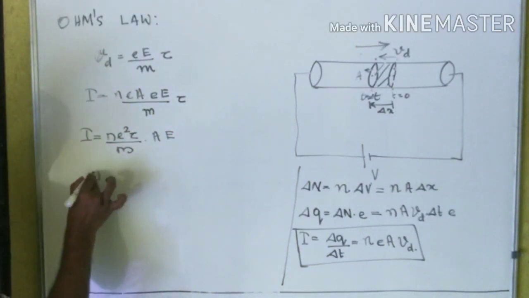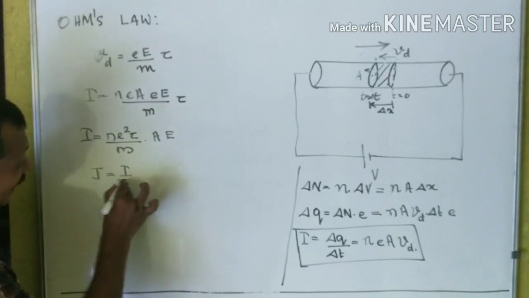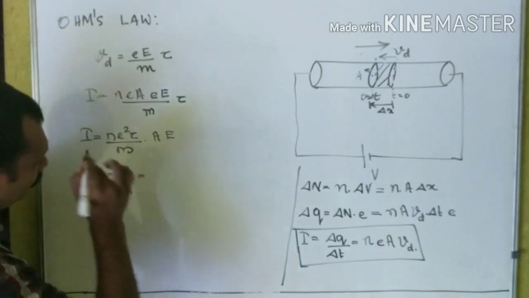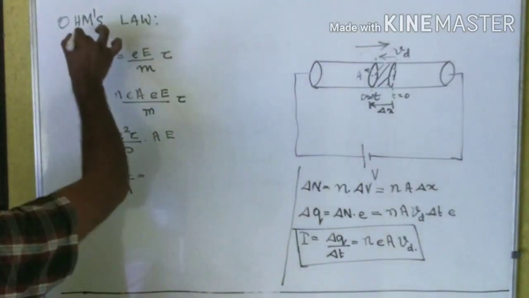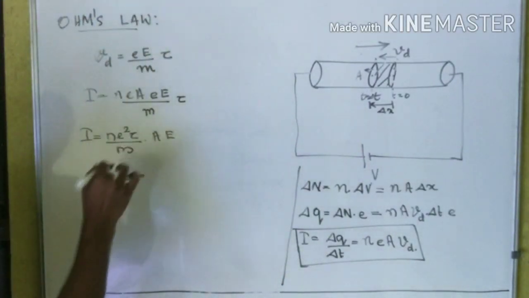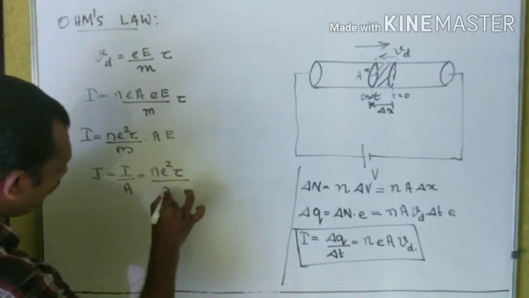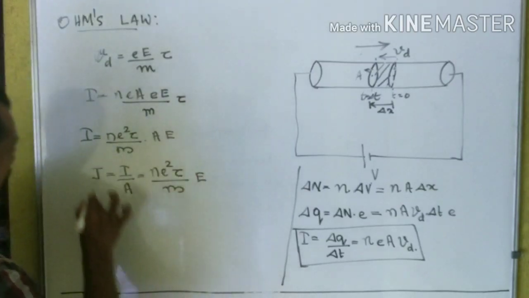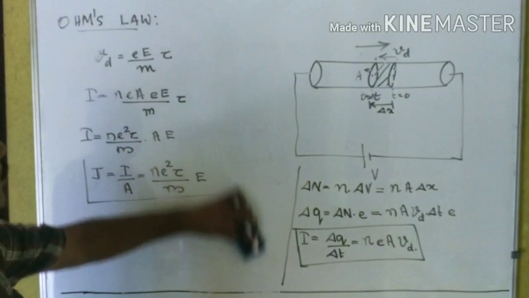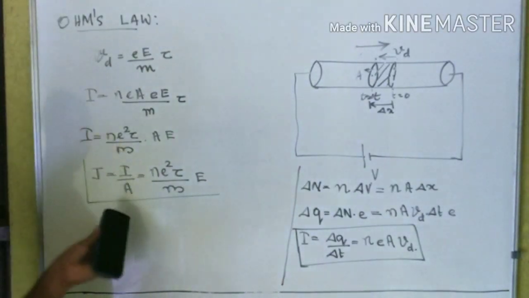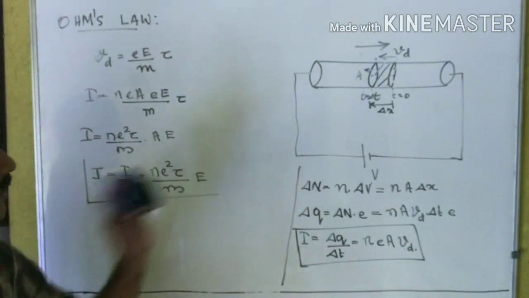From here, current density J is equal to I by A. Current density J is equal to I by A, which is equal to n e square tau divided by m into E. Now, this is the expression we have at the moment.